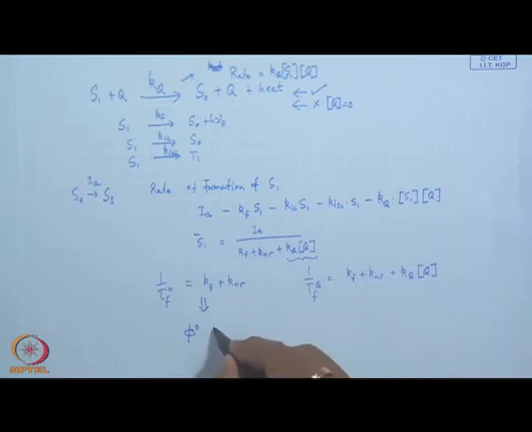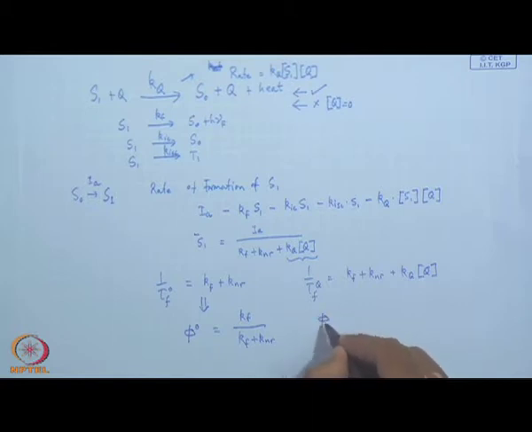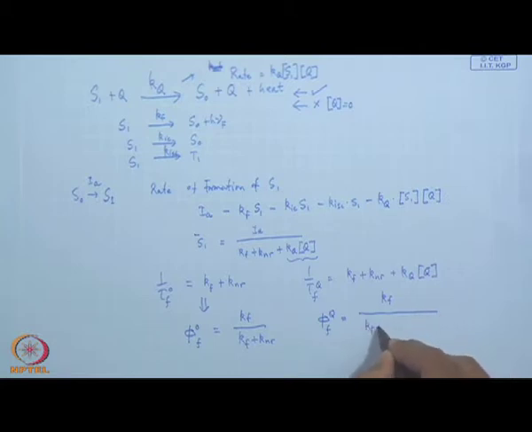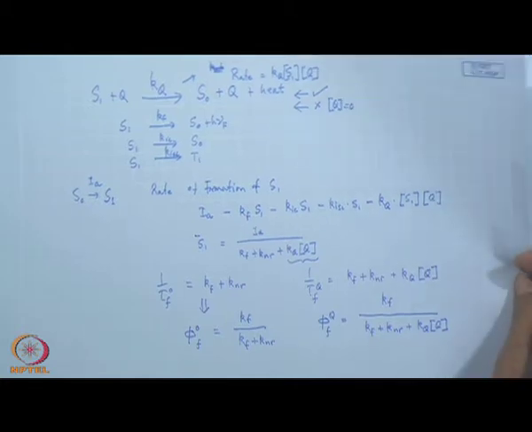So, phi 0 you can write as k f by k f plus k n r. It is the ratio of the radiative rate constant divided by the sum of all the rate constants. And phi f Q, in presence of Q, you can write k f is there always, then k f plus k n r plus k q into Q. Okay. So, if you now divide these two, then what are you going to get?